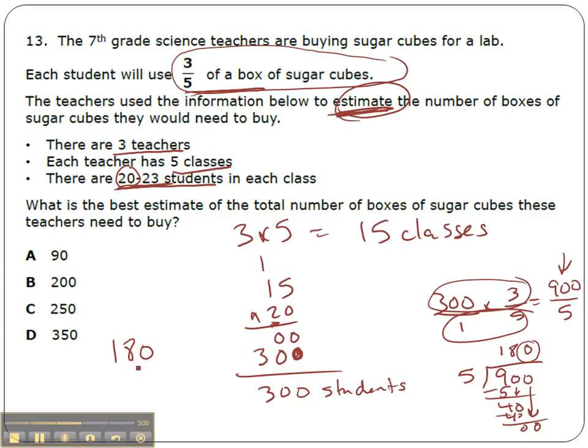If 180 is a low estimate, which number do you think we should use here? Definitely not 90 because our estimate is low. We need more than 90 boxes for sure. We also know we probably need more than 180 boxes because we know this is a low estimate because we used 20 here. So the answer is 200.